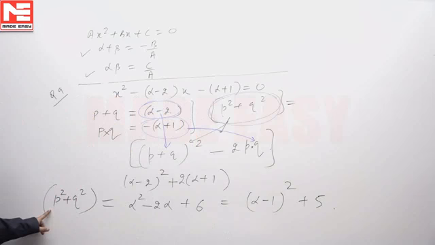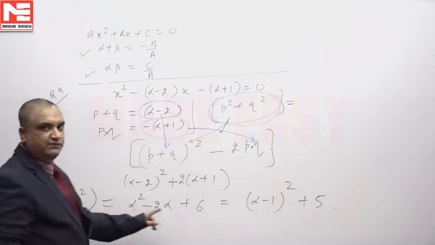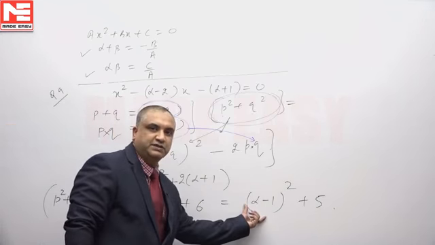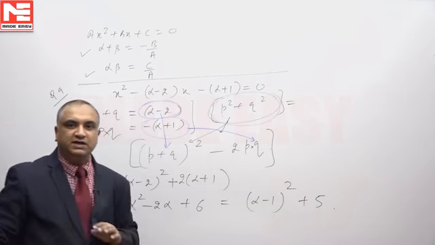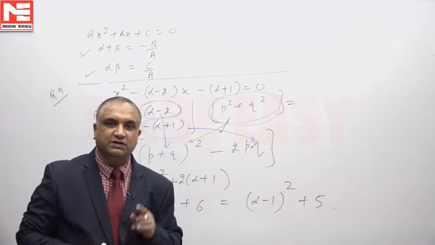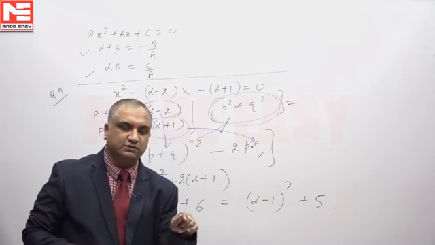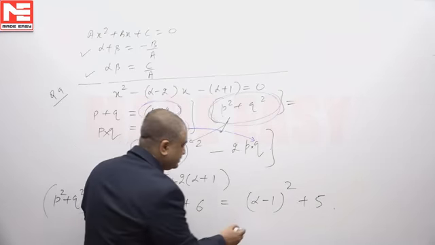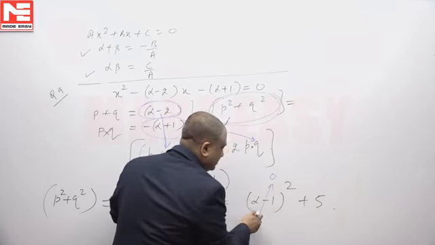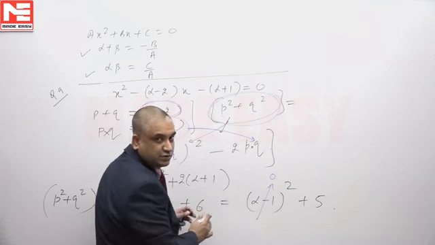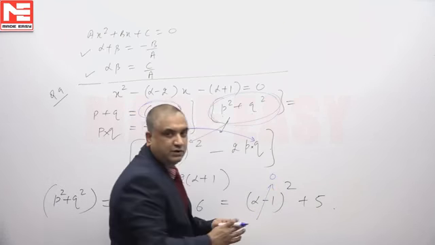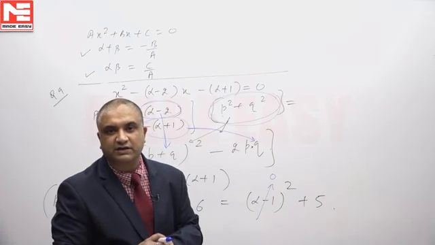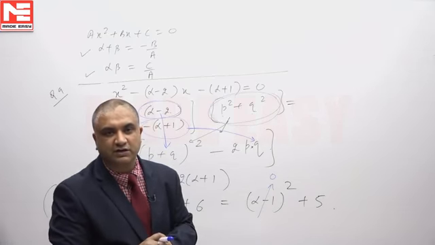P square plus q square can be written as (alpha minus 1) whole square plus 5. It is a perfect square plus 5. Any perfect square cannot be negative. The least value any perfect square can attain is 0. The least value which this expression will attain is when alpha will be equal to 1, and the least value of p square plus q square is attained. The least value which (alpha minus 1) whole square can attain is 0 when alpha is equal to 1.